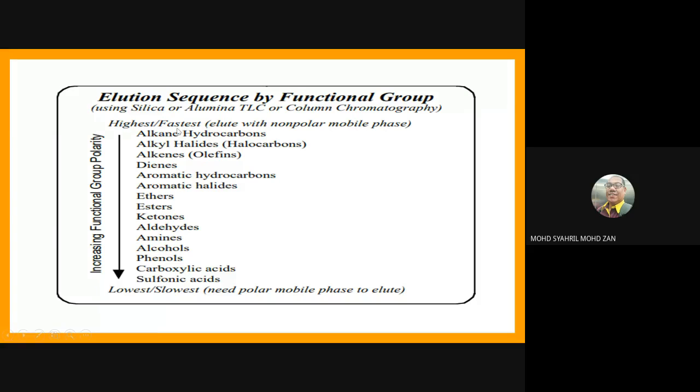What is the meaning of highest and fastest? It elutes with a non-polar mobile phase. The lowest and slowest needs a polar mobile phase to elute. All right, that's all for the notes today.